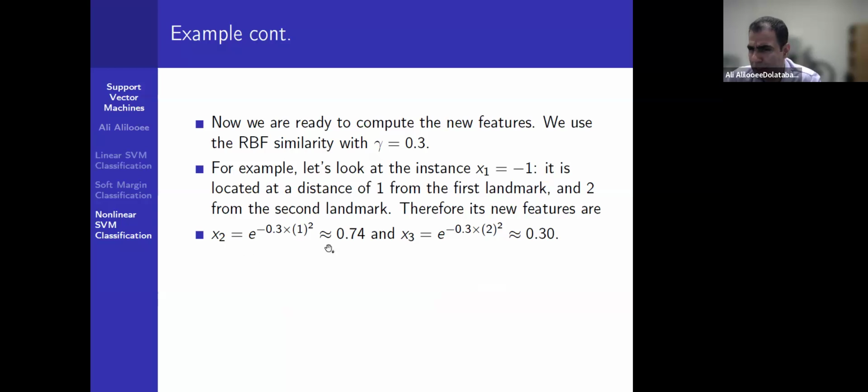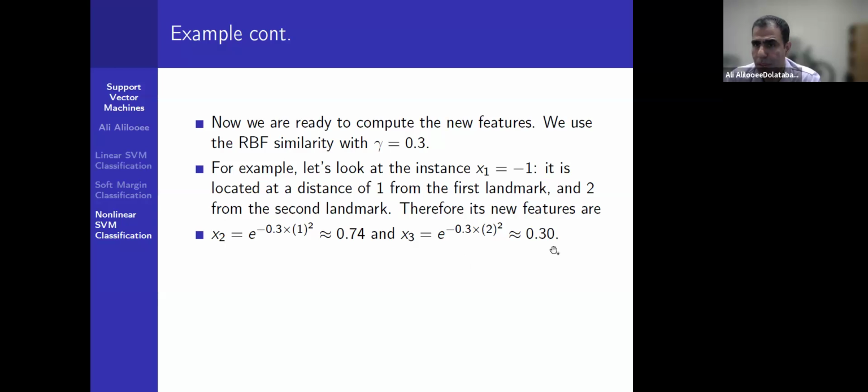If we evaluate this, it is approximately 0.74. And the distance to another landmark was 2. Then here, if we square it and multiply by 0.3 and by -0.3, and evaluate this, we will get 0.3. Then the resemblance that we have evaluated with respect to each landmark for this point, x1 equal -1, is 0.73 and 0.3.